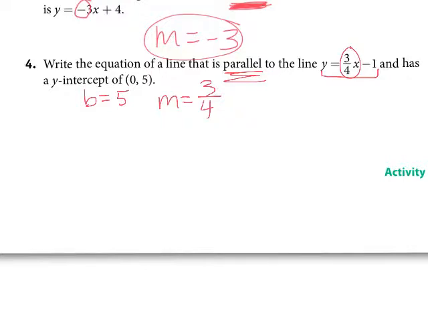So if I have an m and a b, which form am I going to use? Slope-intercept, straight into it. y equals m, which is 3/4, x plus b, which is 5.